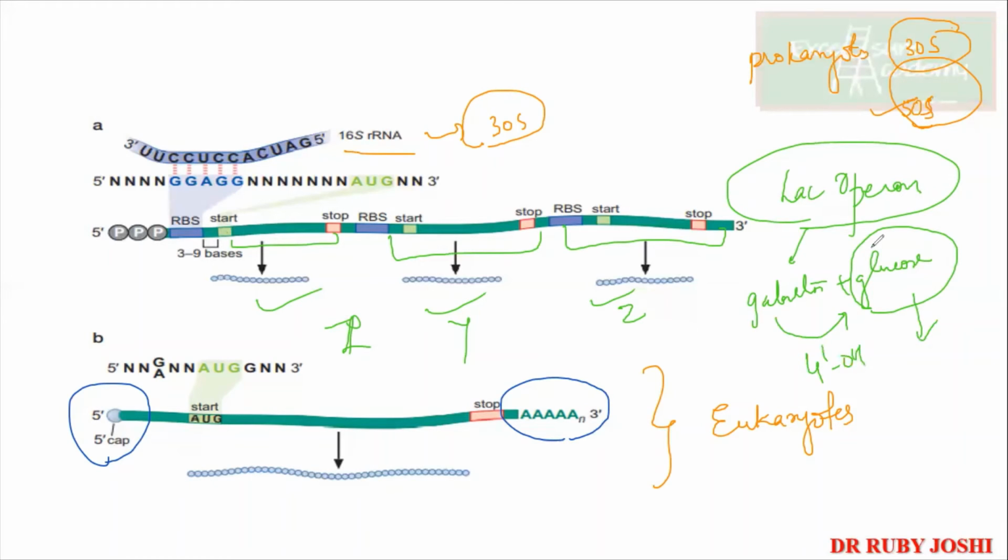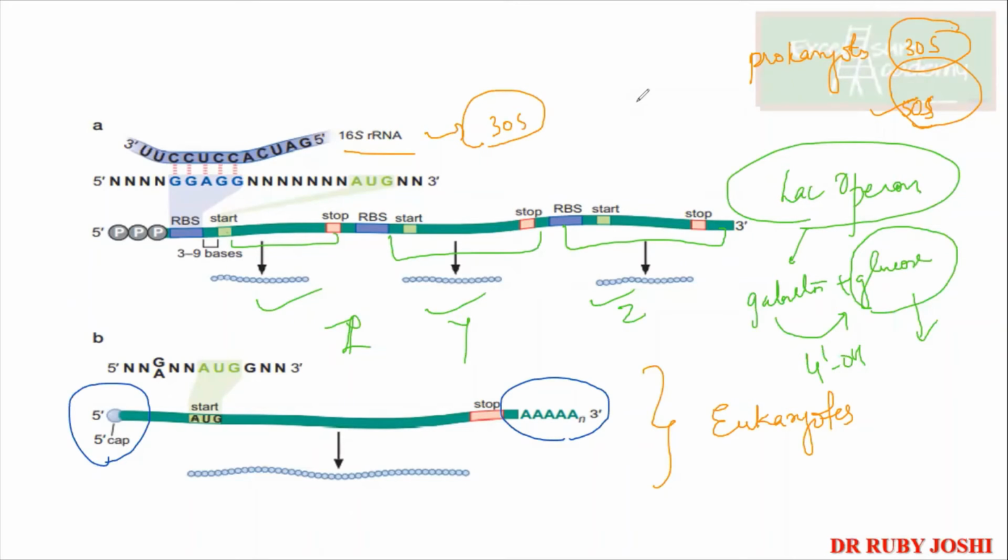Now the same concept of polycistronic mRNA will be used when we talk about the lac operons. Okay, so this is one point. Anyways, this diagram is going to repeat. Now coming to the eukaryotes.